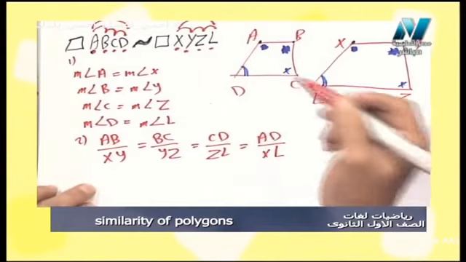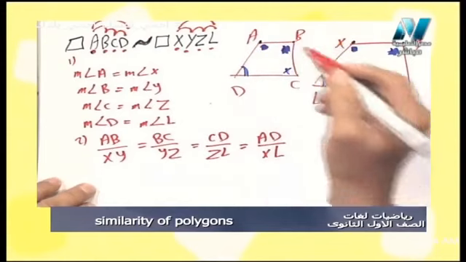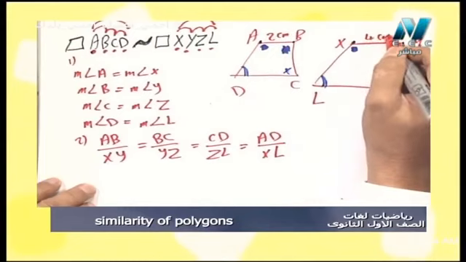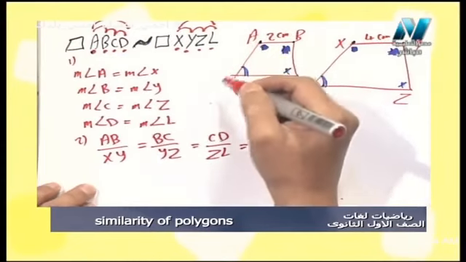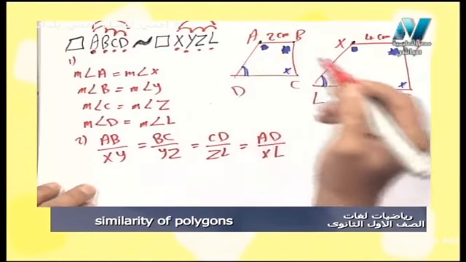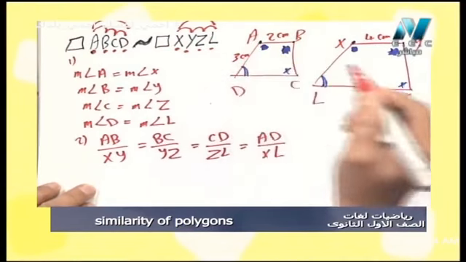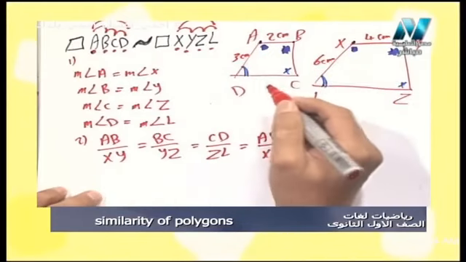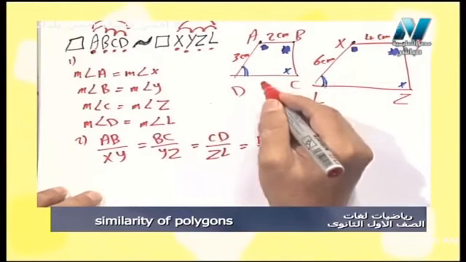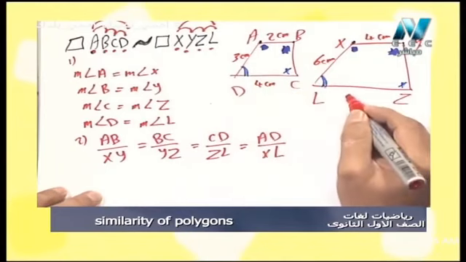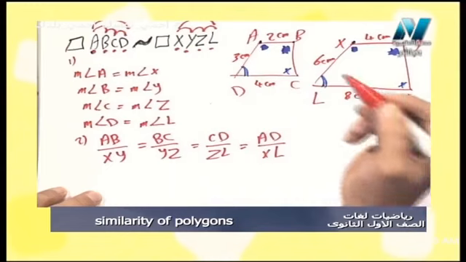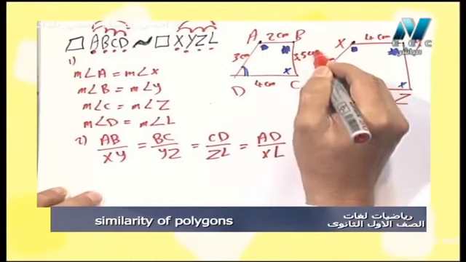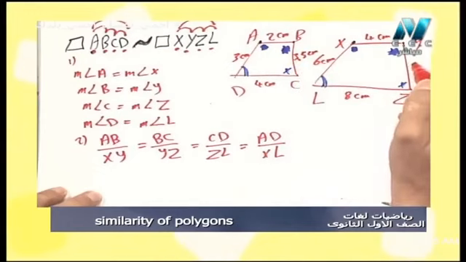What do we say about this? If we have AB of side length 2 centimeters as an example, and XY is 4 centimeters, if AD equals, say, 3 centimeters, and XL equals 6 centimeters, DC equals 4 centimeters, and this is 8 centimeters. BC equals 3.5 centimeters, and YZ equals 7 centimeters.